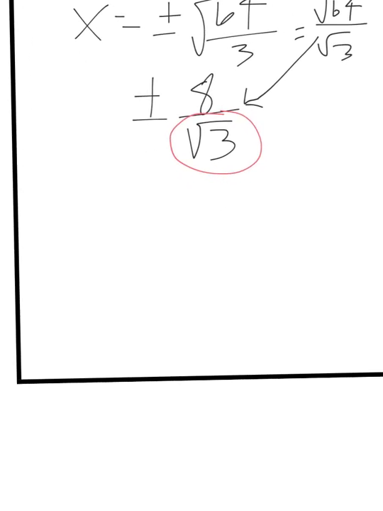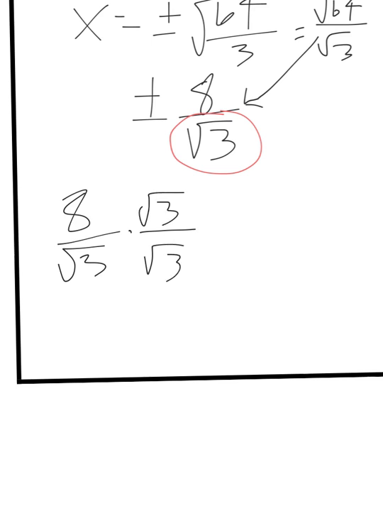Let's talk about that. So you have 8 over the square root of 3. This is how you get rid of it. Take whatever it is on the bottom and multiply it times itself over itself. So why are you doing that? Anything divided by itself is 1, so you're multiplying by a 1. And 1 times anything is itself. 4 times 1 is 4. 10 times 1 is 10. So 8 over the square root of 3 times the square root of 3 over the square root of 3 is still going to be 8 over the square root of 3, but it's going to look different. This is what I mean.